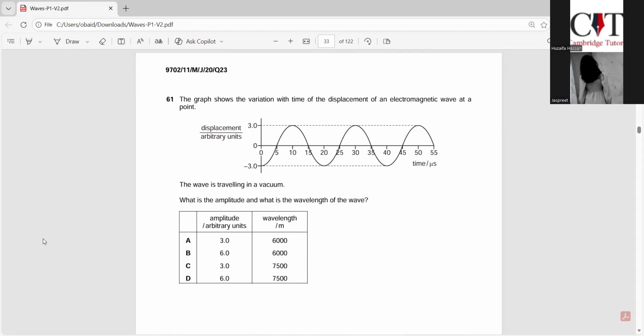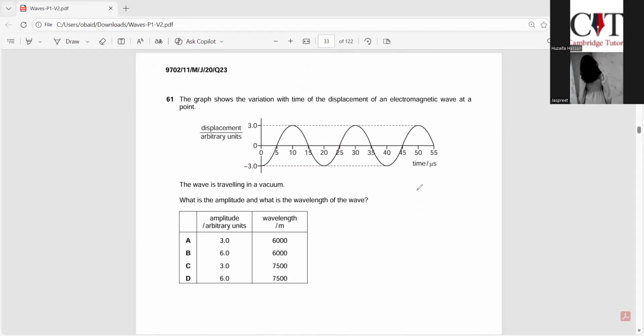Now read this question. The graph shows the variation with time of the displacement of an electromagnetic wave at a point. The wave is traveling in a vacuum. What is the amplitude and what is the wavelength of the wave?